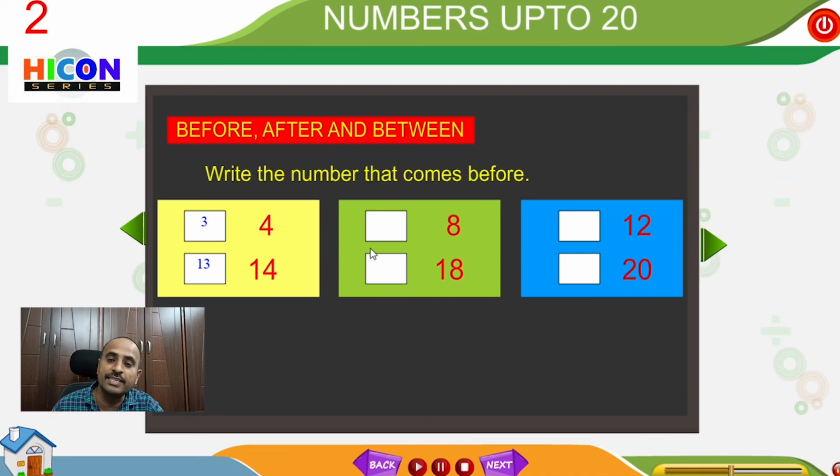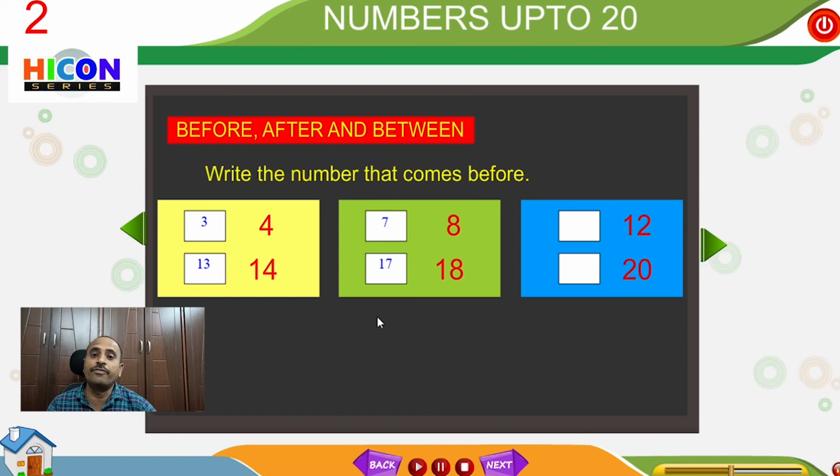In the same way, see the second one. The number before 8 is 7, and the number that comes before 18 is 17. So children, this is the way of writing before numbers. Note down this in your notebook and practice the third one at your home.